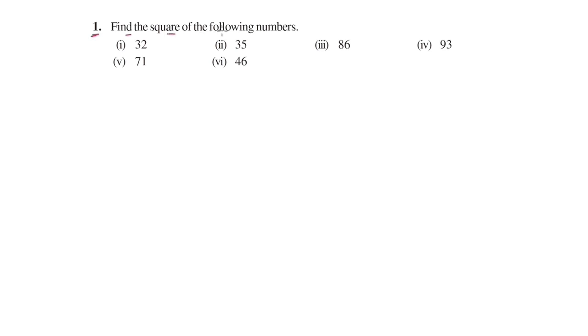Question number 1 says: find the square of the following numbers. As we have already learned different methods to find the square of a given number, it's up to you which method you use to solve the question. Here the idea is not to calculate the square of a number by multiplication, but to use another method to lessen our calculations. So let's start with the first part.